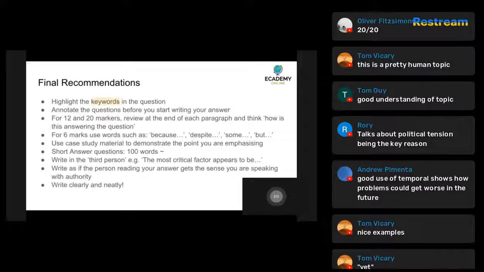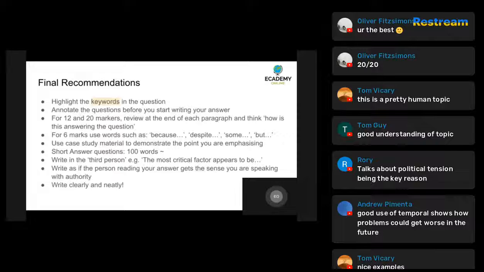For 6 markers, but you can apply this for 12 and 20 markers too, or 8 markers too, use the words because, despite, some, but. Okay, you've got to use these words, right? Again, it gives you that balance, particularly despite, right?